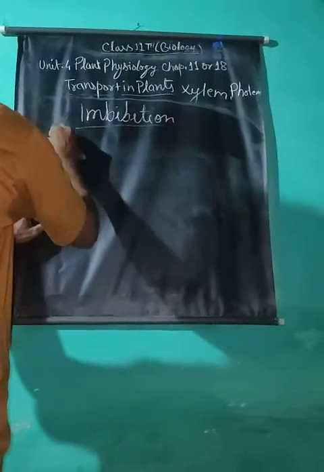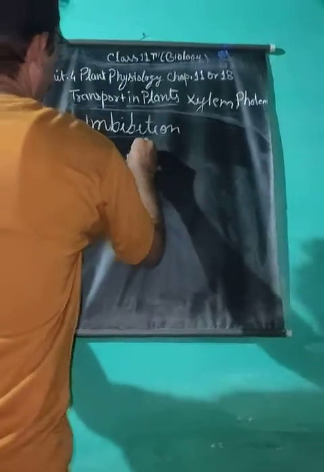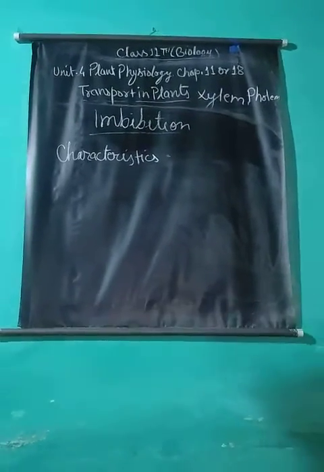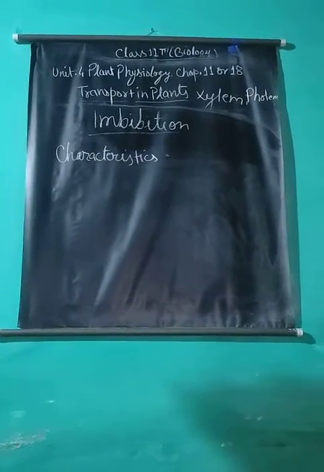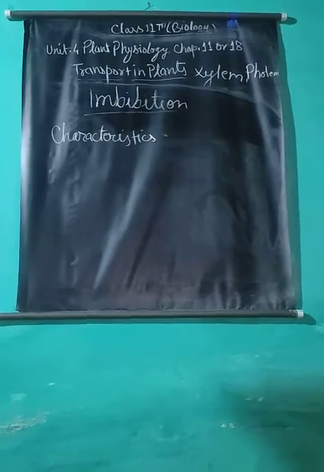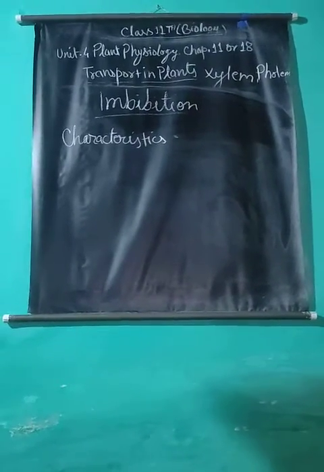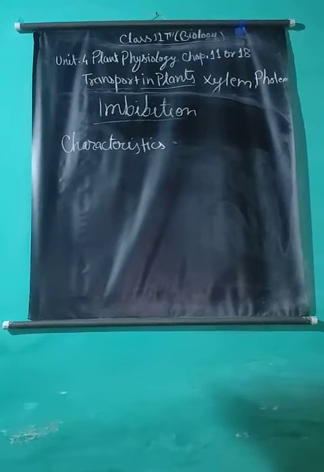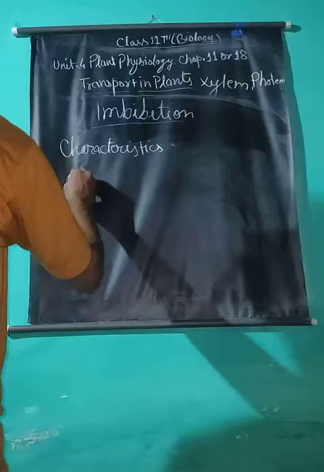Characteristics of imbibition. Creation of pressure. Due to the process of imbibition, a pressure is created in imbibants, known as imbibition pressure. This pressure is created when imbibants like seeds are kept in water. In a pea seed kept in water, the imbibition pressure is approximately 1000 atmospheres. Due to imbibition, there is a change in volume.